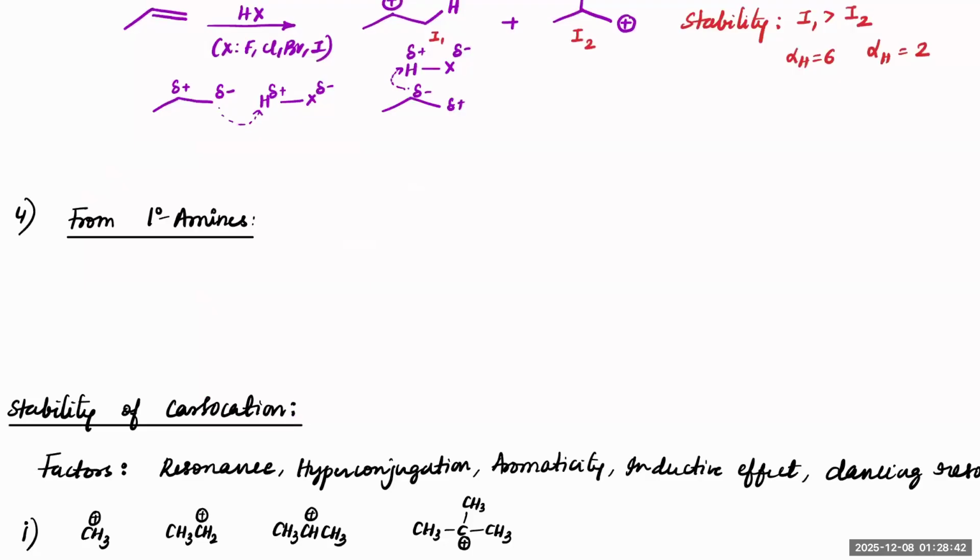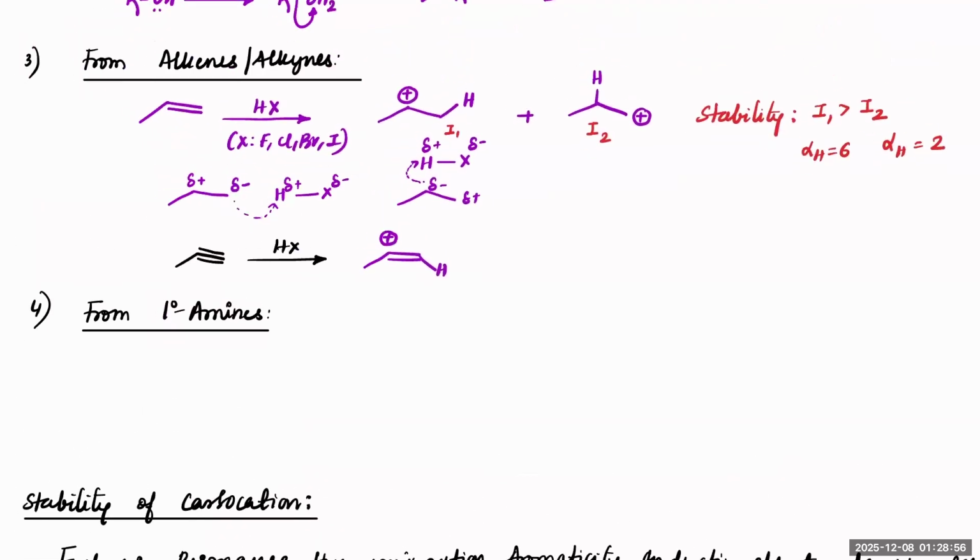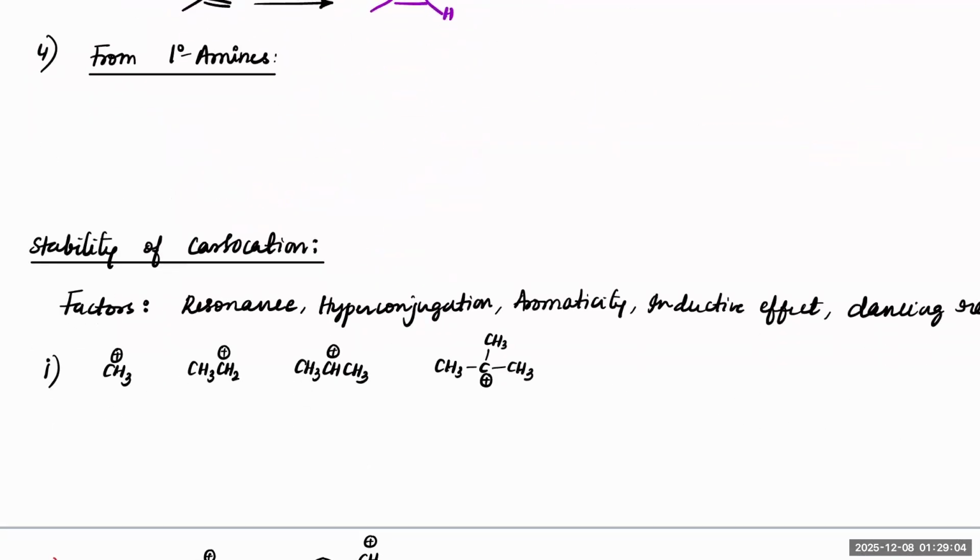Same goes with alkynes also. So in case if you have a triple bond here, and then you are adding something like HX here, we can get double bond with H getting added and positive charge coming here. This is the way we can generate carbocations from alkenes and alkynes.